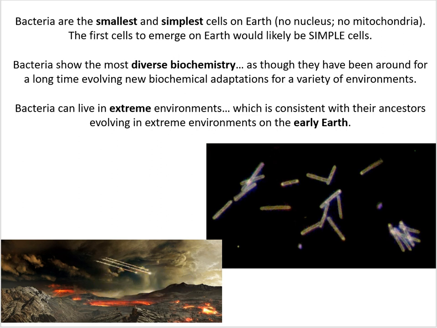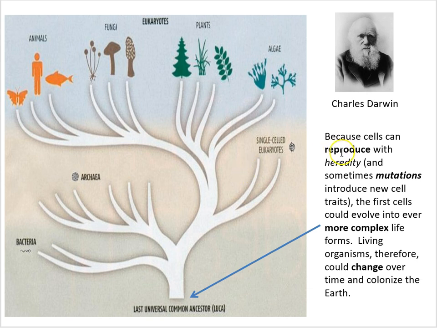that supports the idea that the early life forms were similar to bacteria cells. And so, because cells can reproduce with heredity, and sometimes mutations introduce new cell traits, so cells can change over time as they reproduce, the first cells could evolve into more complex life forms. Living organisms, therefore, could change over time and colonize the Earth. So the story of life on Earth is a 4 billion year story, beginning with the simplest life forms, very simple cells, and over 4 billion years evolving into the millions of species that we see today.